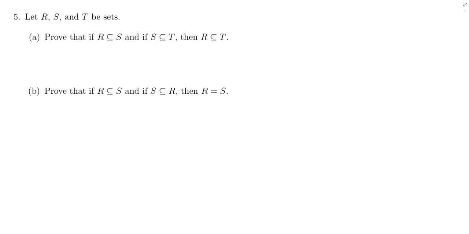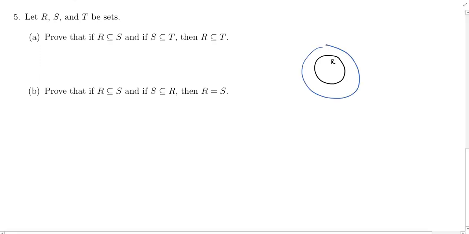Now, from a pictorial point of view, this actually should be pretty straightforward. You have a set R, and knowing that it's a subset of S, so okay, here could be R, means that it sits entirely inside of S. And then S is a subset of T, so we know that S sits entirely inside of T. And so from pictures, we can see R is a subset of T.